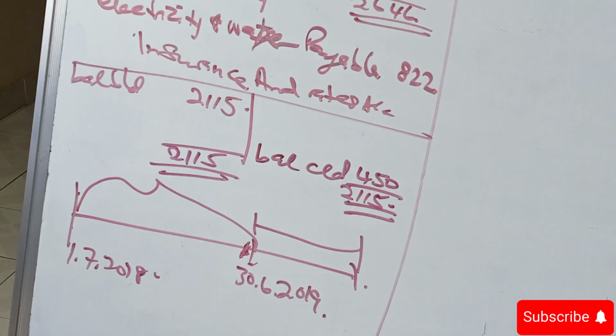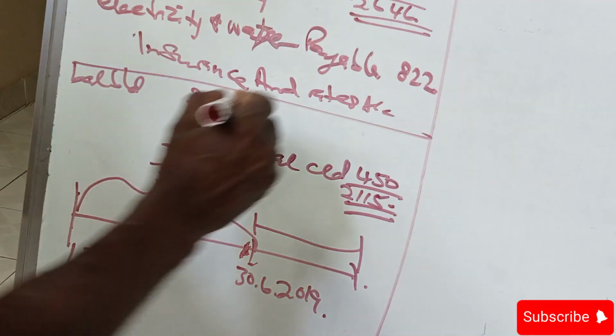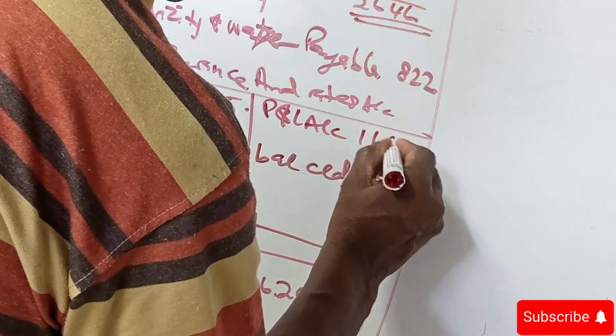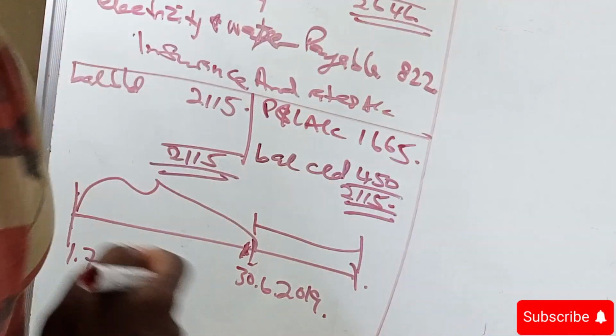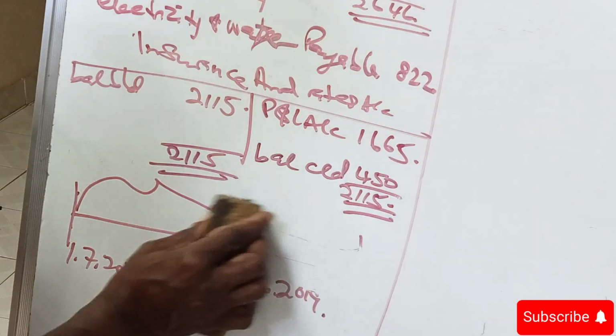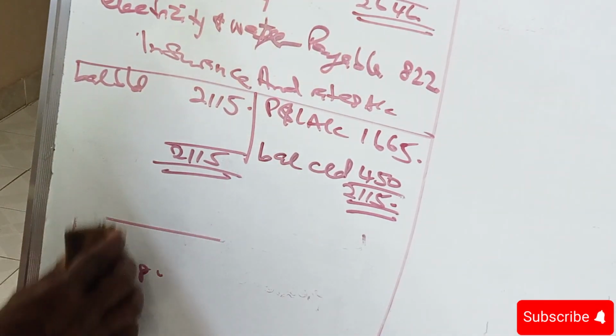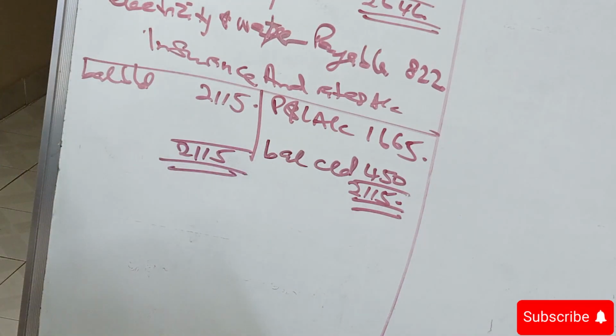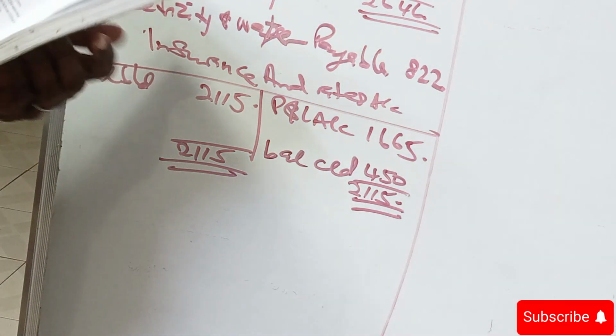2115 minus 450. We get a figure of 1665. So what we take as an expense to the income statement is 1665. 450 is a current asset. It's a prepaid insurance that we are taking to the balance sheet. It's a current asset called prepaid insurance that we take to the balance sheet.